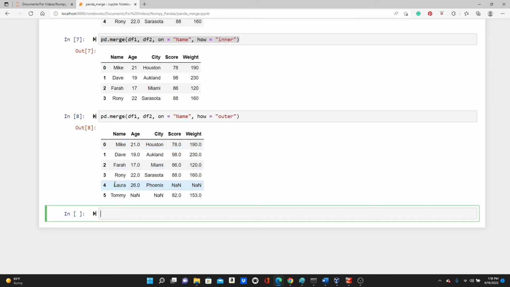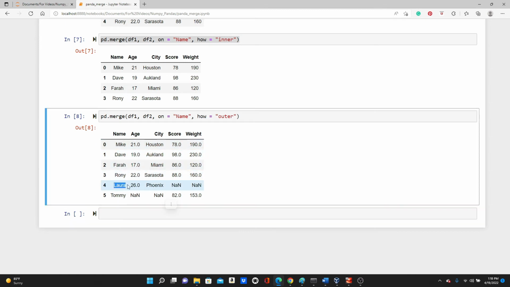Okay, look, we got Mike, Dave, Farah, and Rony, the four common names, and then we got Laura and Tommy. Laura is present in df1 but not in df2, so we do not have score and weight information for Laura, and Tommy is not present in df1, so we do not have age and city information for Tommy.